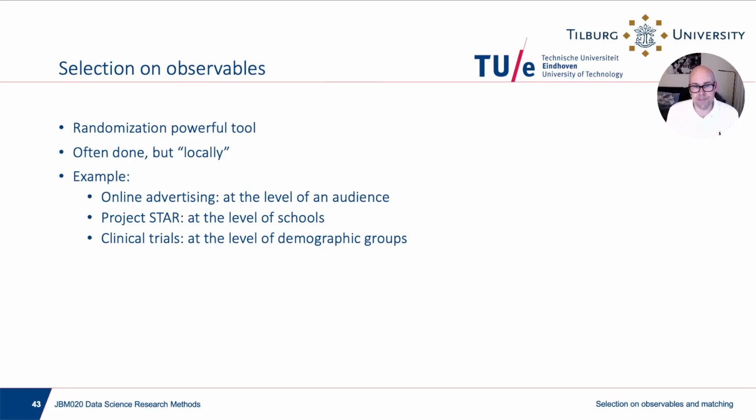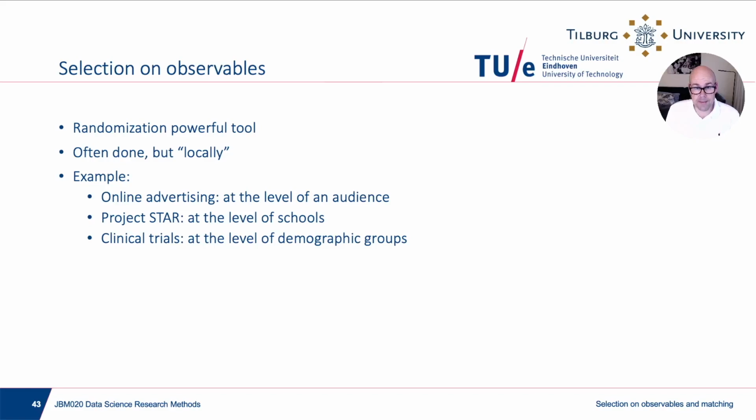What does that mean? When you look at online advertising, and we're going to look at this in terms of an example in this presentation, this is often done at the level of an audience. An audience is a particular group in the population. So think of a particular age group, maybe either female or male at the same time, and in a particular neighborhood, right? Or in a particular city with a certain income. That would be an audience, and at that level, you would randomize whether somebody sees an ad or which ad that person would see.